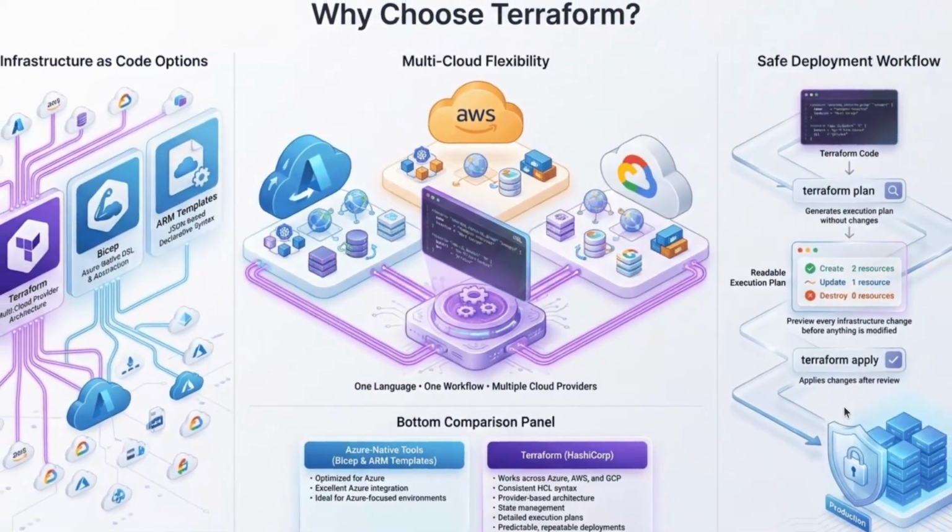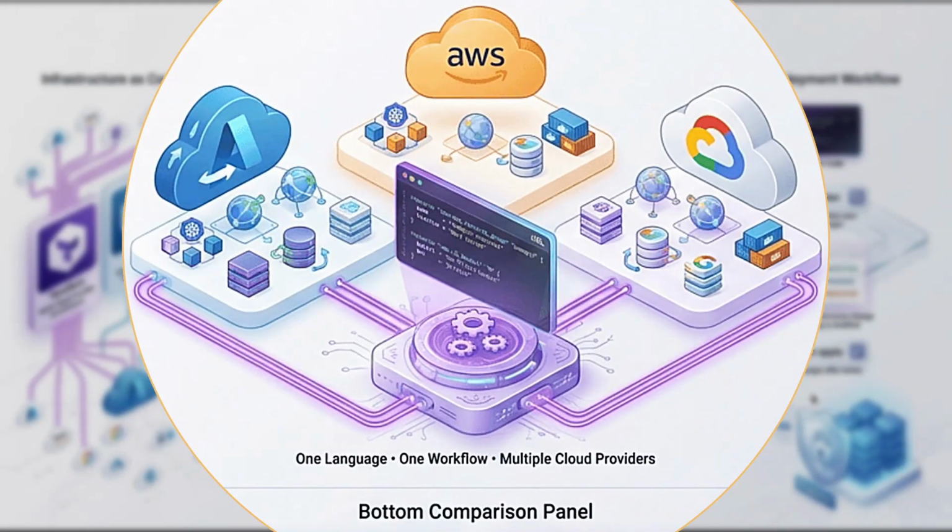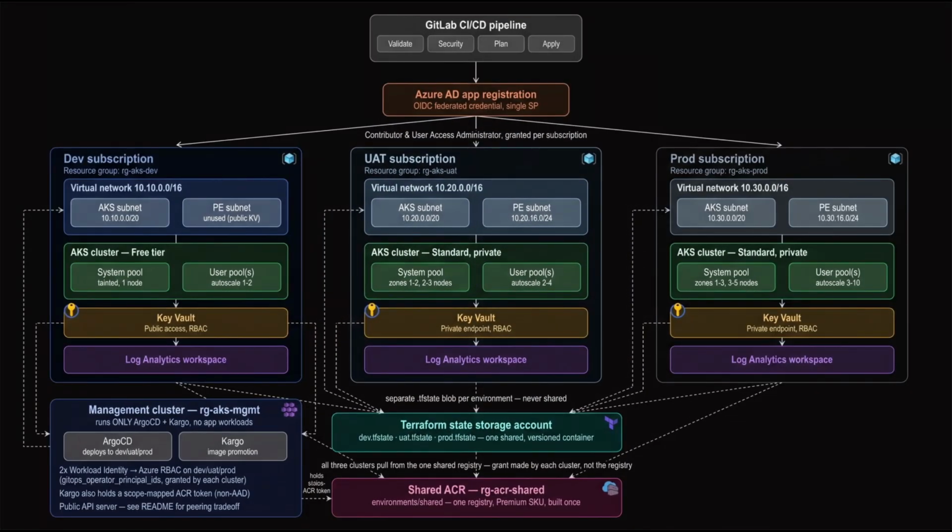And the next obvious question is why Terraform and not, say, Bicep or an ARM template, both of which are Azure native? Two honest reasons. One, most real organizations are not in a single cloud forever, and Terraform's provider model means the same mental model, the same HCL syntax, works whether you're on Azure, AWS, or GCP. Two, the state file and plan or apply workflow gives you a genuine, readable, here-is-exactly-what's-about-to-change preview before anything happens, which is exactly the kind of safety net you want before you touch anything that says prod on it.